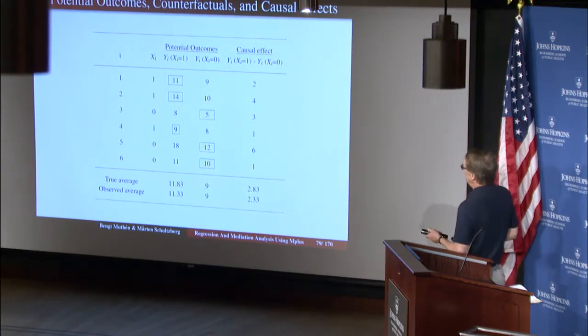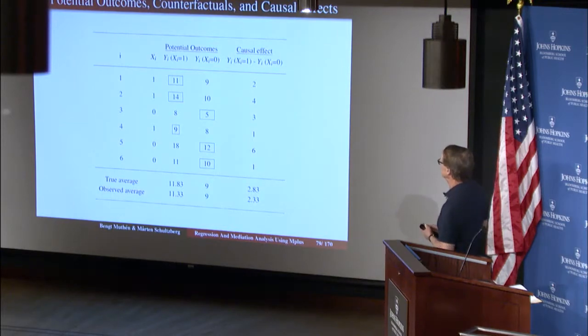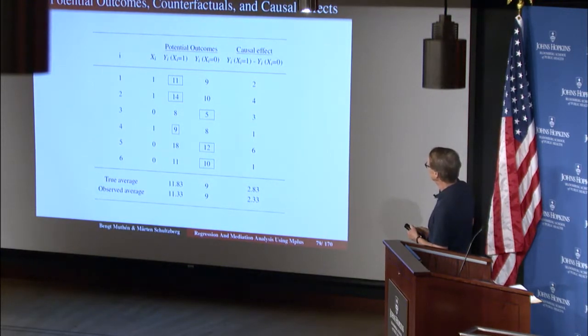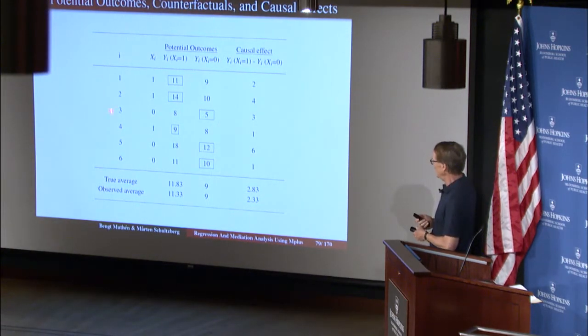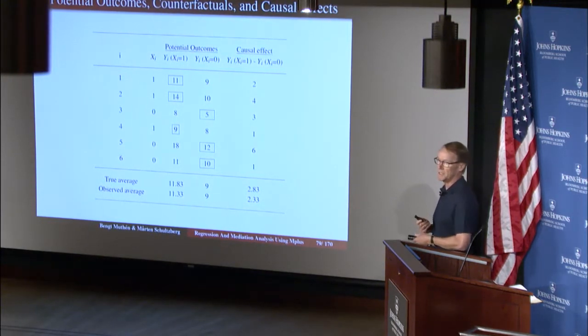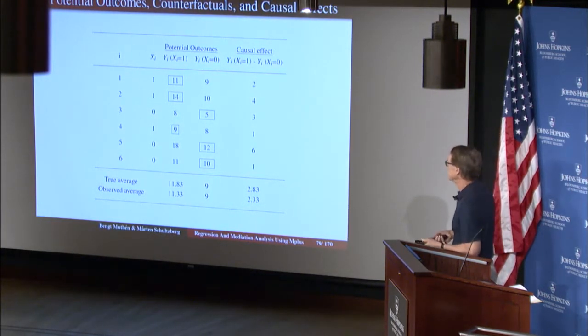So I'm going to take a hypothetical example here that shows you how to think about potential outcomes, counterfactuals, and causal effects. I came up with this example of six individuals, a data set with n equals 6, to illustrate these things.